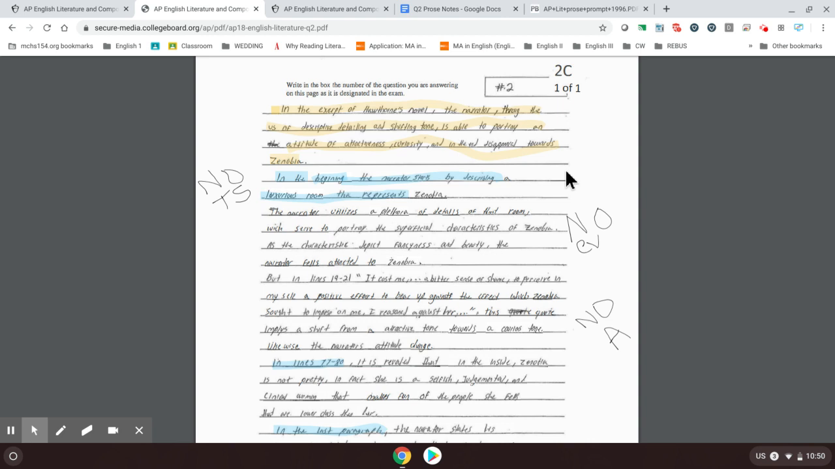Now, let's look at the thesis statement or the introduction. In the excerpt of Hawthorne's novel, the narrator, through the use of descriptive detailing and shifting tone, is able to portray an attitude of attractiveness, curiosity, and intended disapproval towards Zenobia. All right, so the one thing that I would say is this person did manage to, in a way, integrate the title and author.